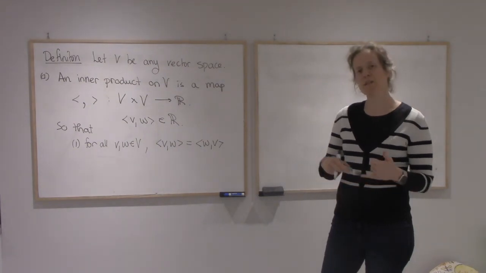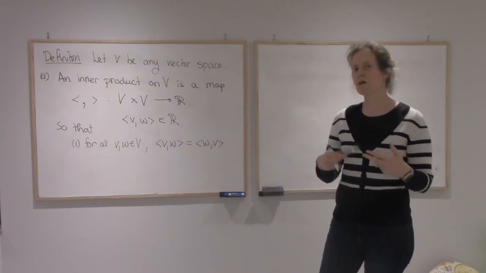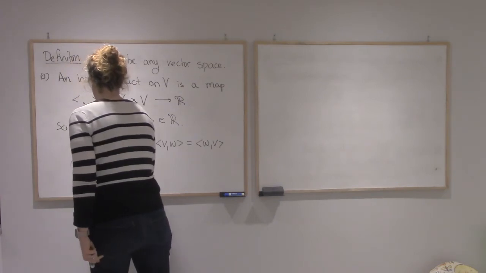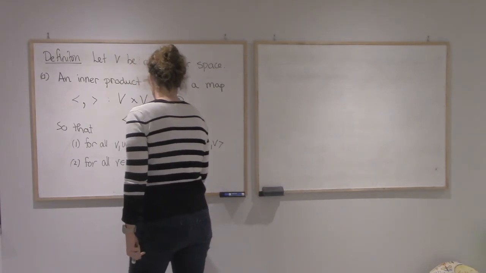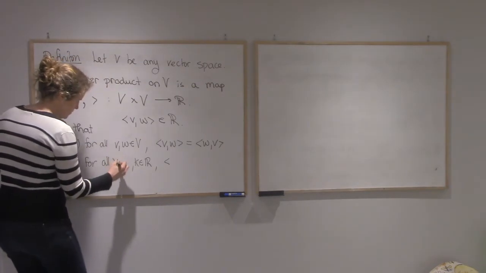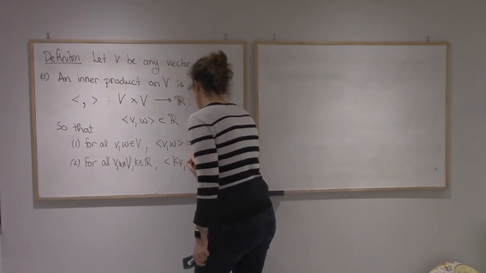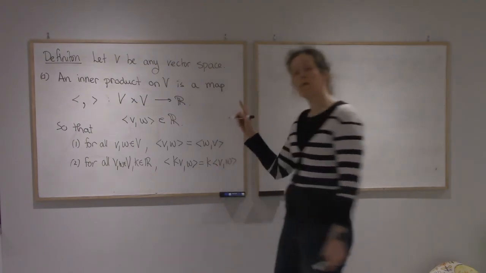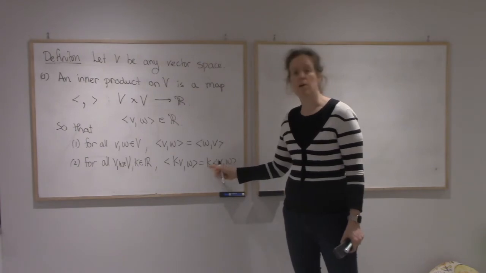All right, and then I need this product to respect the vector space operations. So for all v, w in V and k in R, if I take <kv, w>, that's going to be k<v, w>. So I'll be able to factor the real number out and multiply the product without the k by k afterwards.